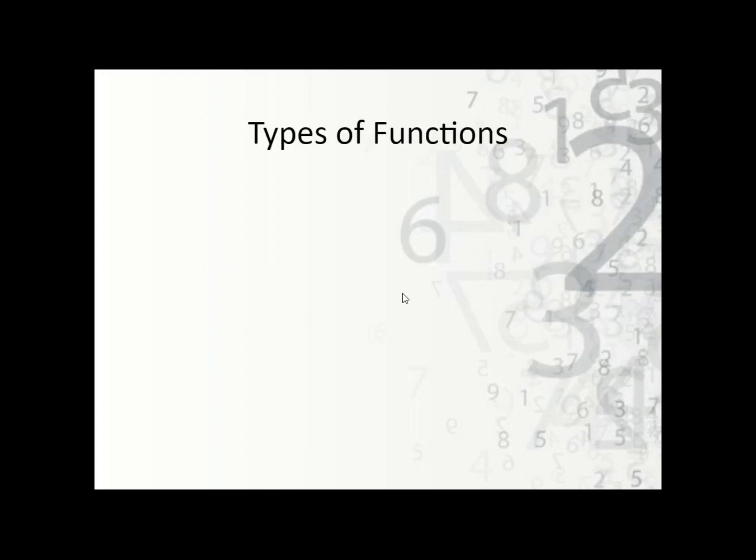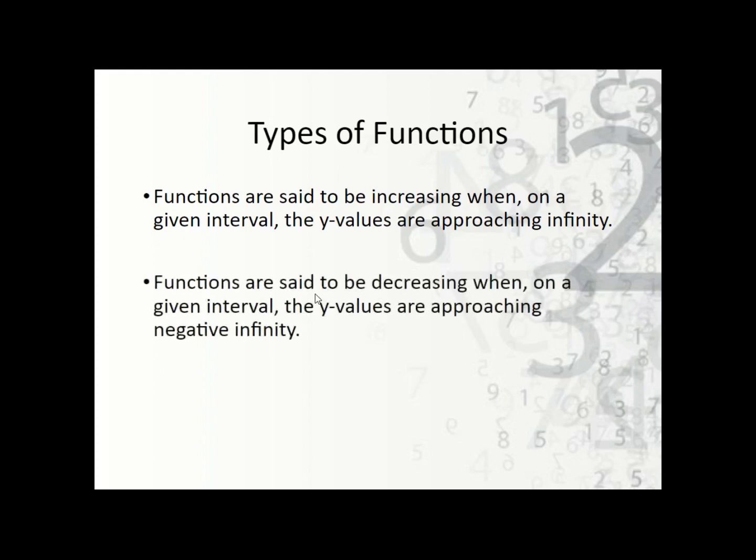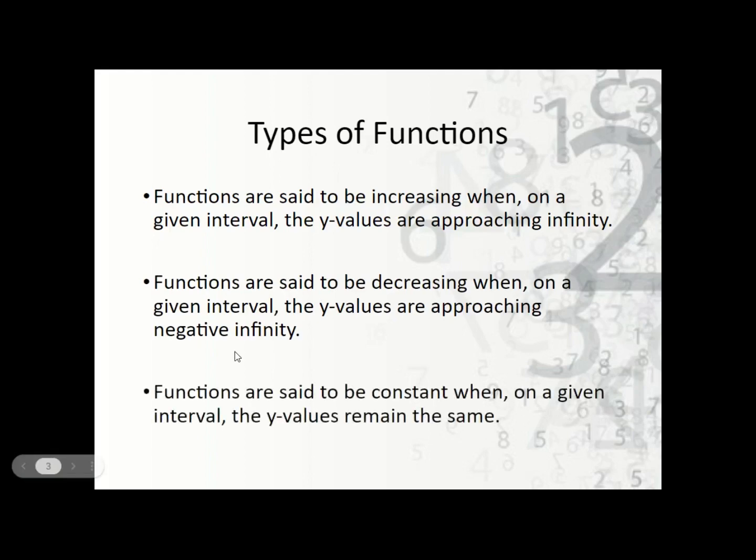Now, what are the different types of functions? So functions are said to be increasing when they are moving towards infinity as we work. So they're rising or going up. So during that time, we would say they're increasing, as if the line or the curve is going up on a certain interval, then it is increasing. Decreasing would be the opposite. So as we work from left to right, if the function is going downward, then that is considered to be decreasing. And lastly, if it's not increasing or decreasing, so it's a flat line going horizontally, then we would say that that is constant.